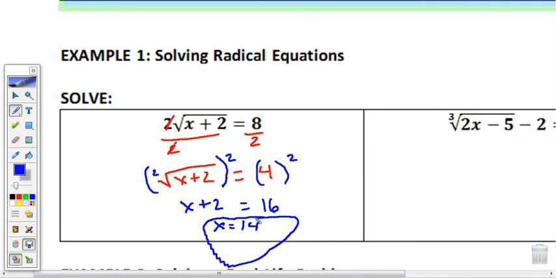Are we done? Are you sure? Check your work. Better check. Let's throw 14 in. What's 14 plus 2 in the original equation? 16. What's the square root of 16? 4. 4 times the 2 makes 8. We're good then, aren't we?